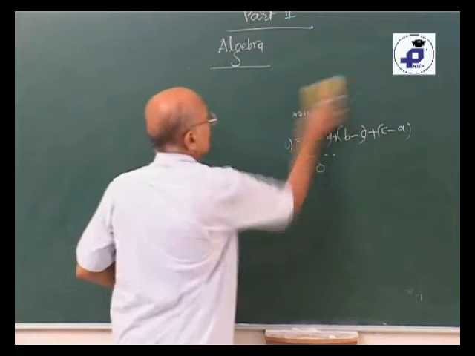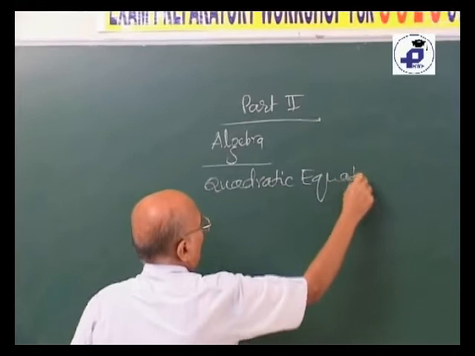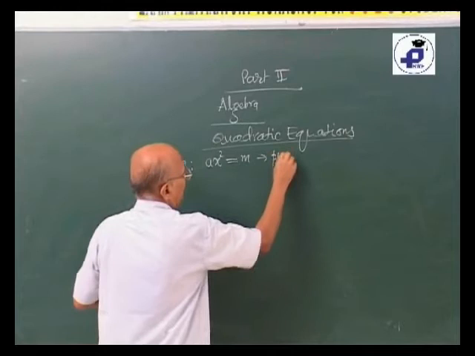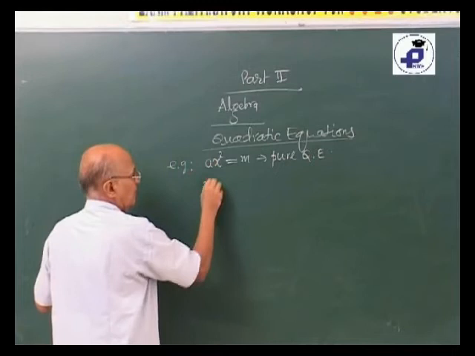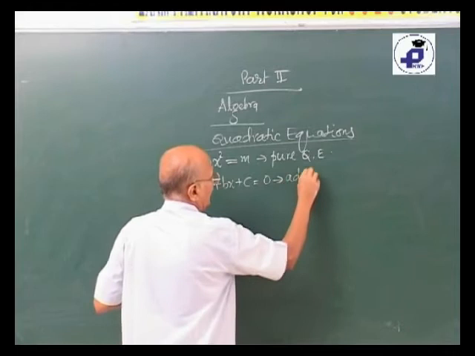Next, in algebra, the most important thing we are going to study is quadratic equations. For example, these are quadratic equations. ax square is equal to m: this is a pure quadratic equation. And ax square plus bx plus c is equal to 0: this is called an adfected quadratic equation.